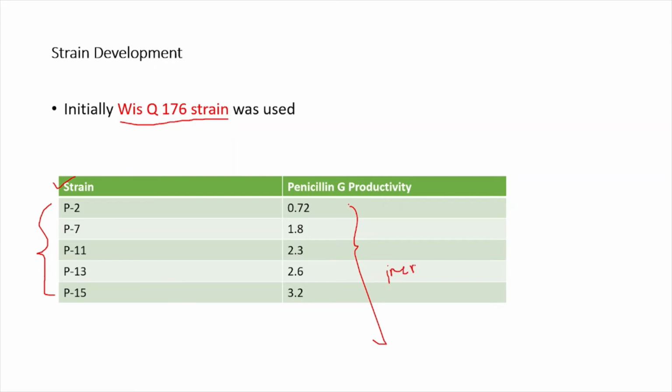Here, you have an increase in productivity with use of better strains of penicillium fungi. So in the P2 strain of the fungi, you have very low productivity, whereas in the P11 strain, P15 strain of the fungi, you have a greater productivity. So, as you use better strains of the fungi, you get a better amount of penicillin G productivity.